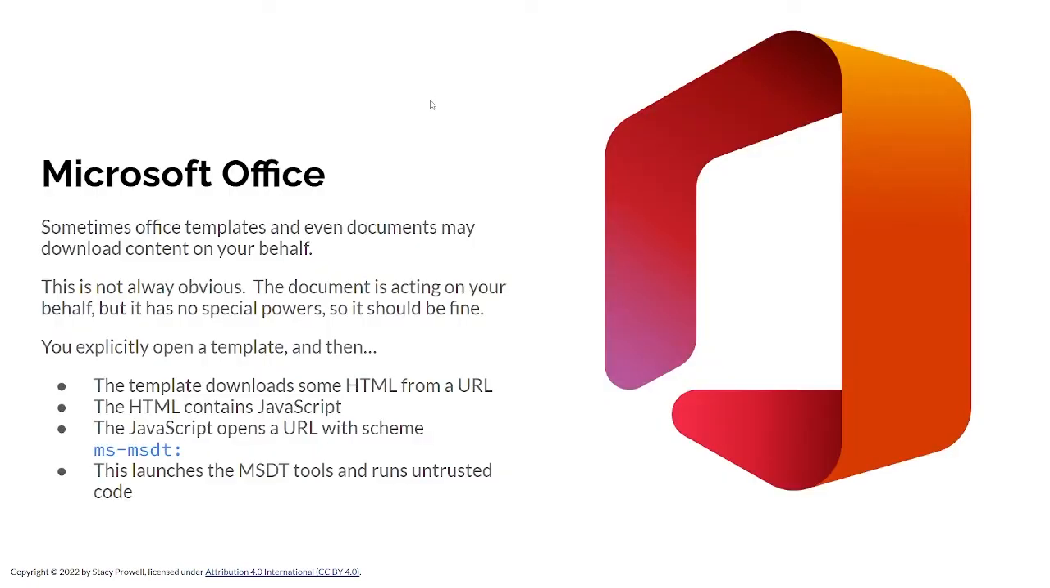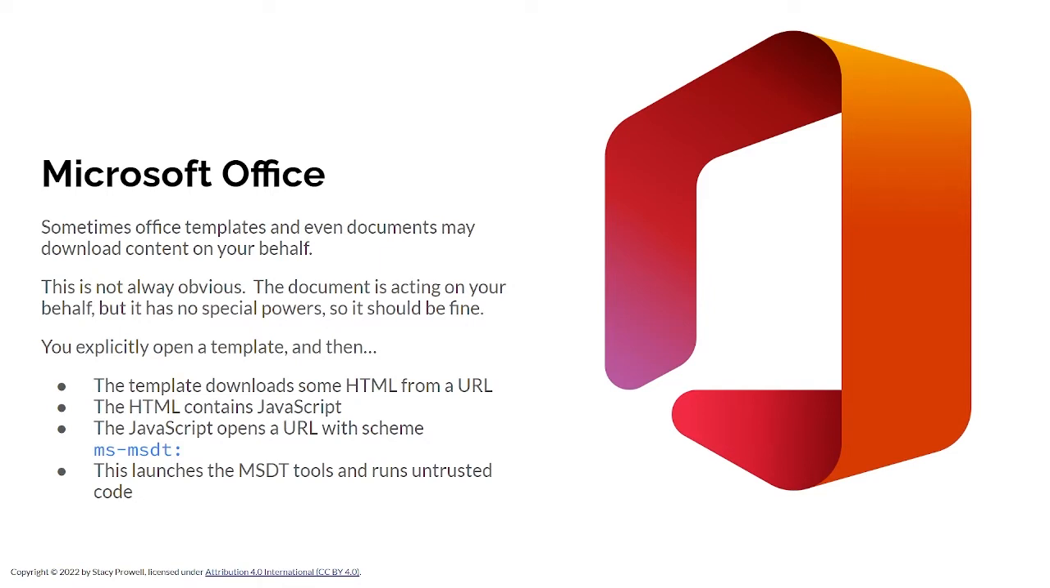So what did I mean when I say Word and link? What's going on there? Well, sometimes Office templates, or even Office documents, contain content that they need to download from the web on your behalf. A template especially might have graphics or sounds or other stuff that it needs to download from the web. I said sounds? What? Yes, of course, right? There are sounds that go into slideshow presentations, for example. And this is not always obvious, right? A document is going to act on your behalf, but it's just a document, so you should be fine.